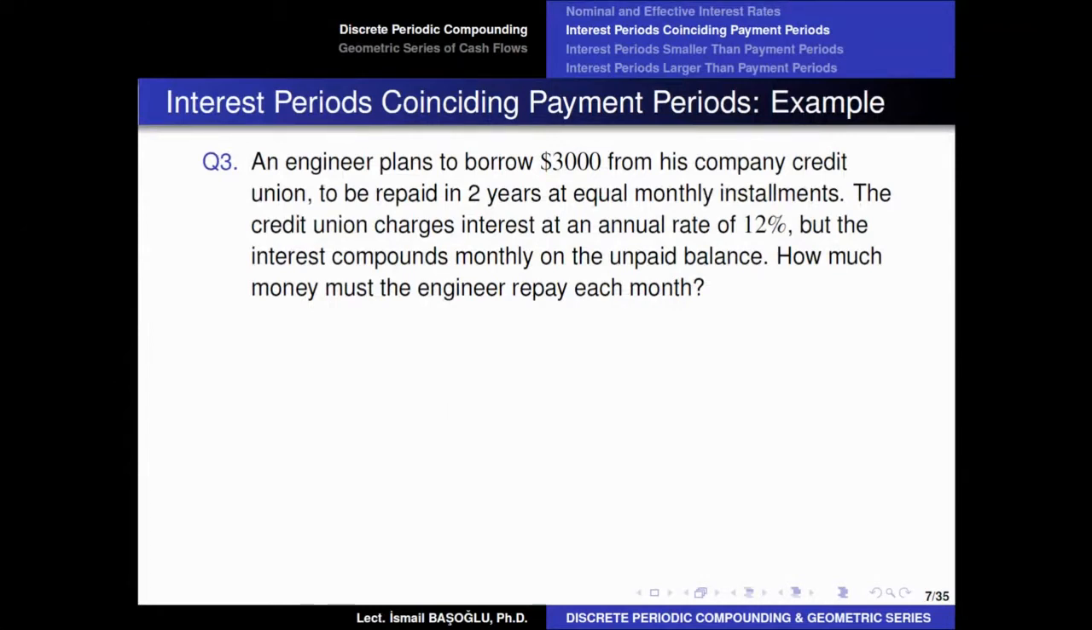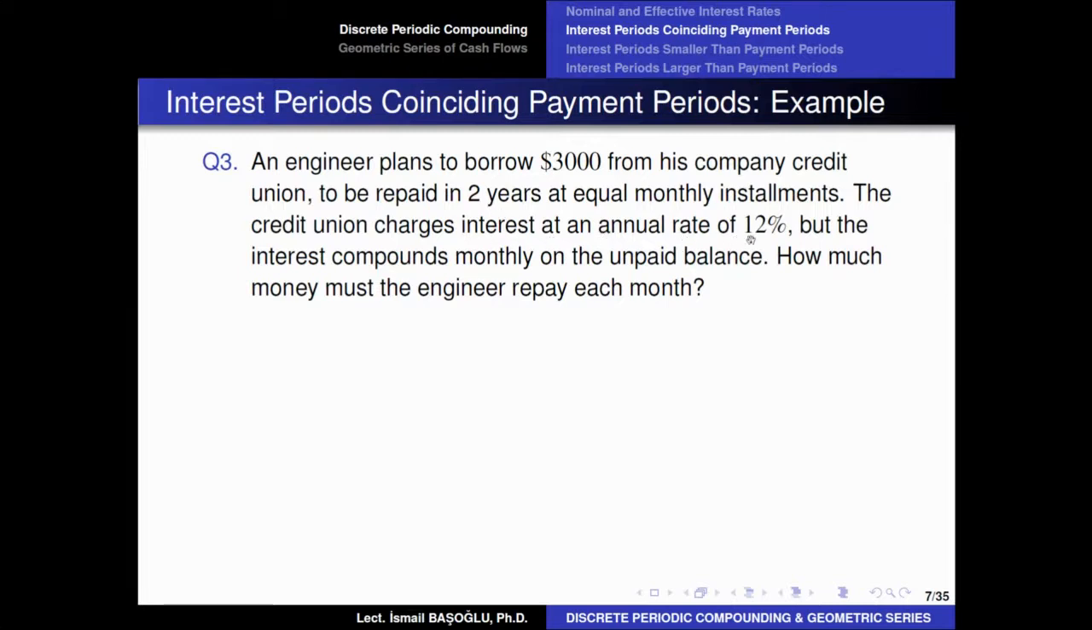It says an engineer plans to borrow $3,000 from his company credit union, to be repaid in 2 years in equal monthly installments. So the borrowed amount is $3,000, and the payment plan that the engineer is going to be subject to is a monthly payment plan that will continue for 2 years, which means for 24 months. For 24 months, the engineer is going to repay this debt with equal monthly installments, which means you will have a uniform series of payments.